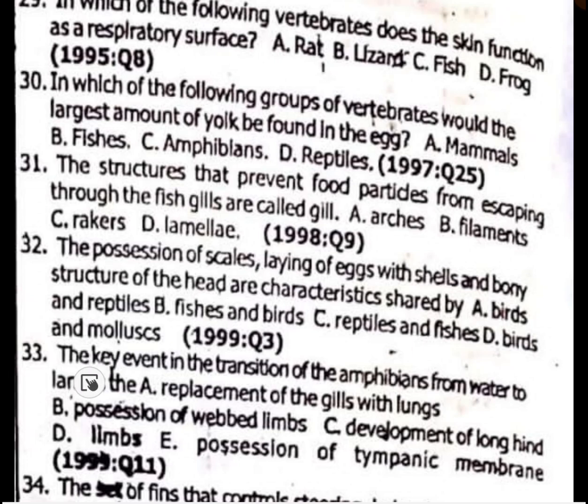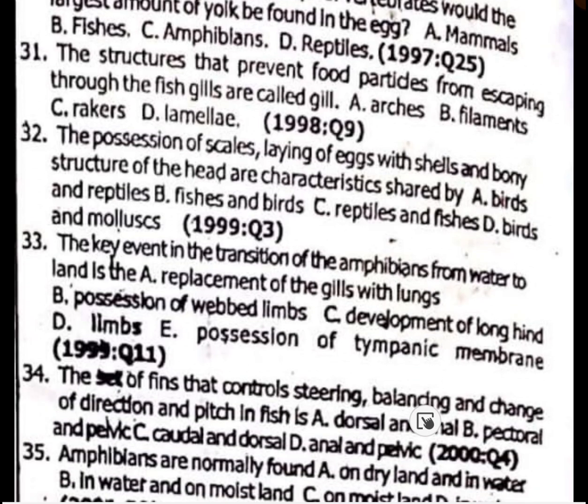33. The key event in the transition of amphibians from water to land is replacement of gills with lungs, because in water you perform respiration with the gills, but when you step on the land, you make use of your lungs.